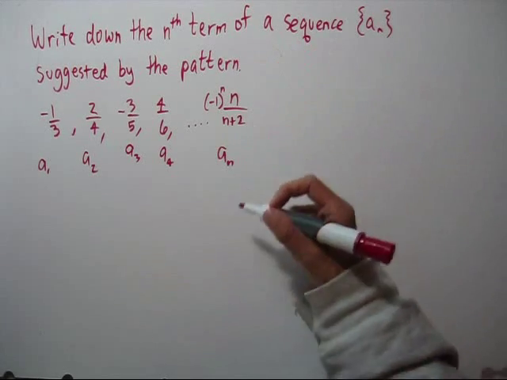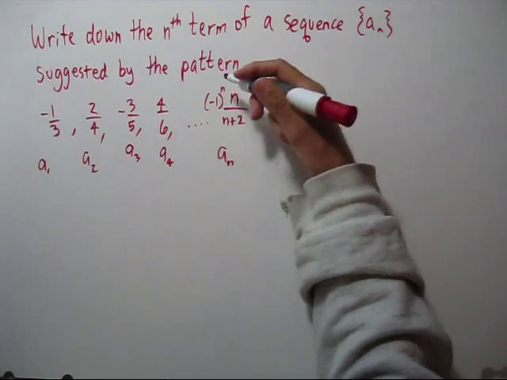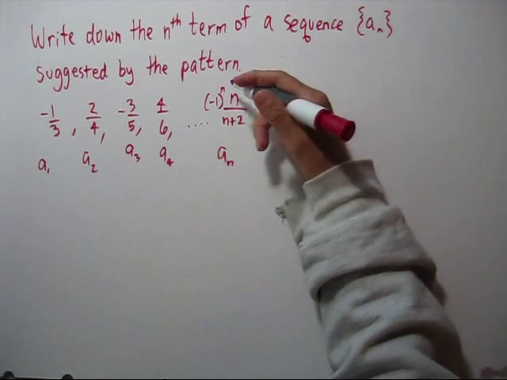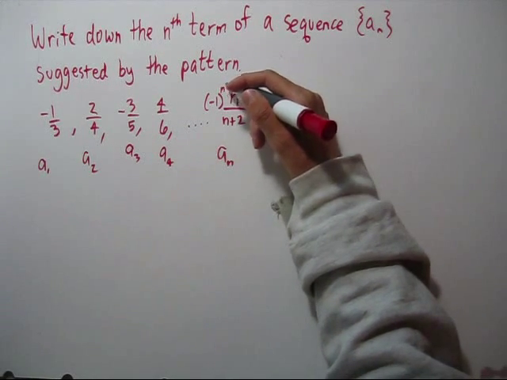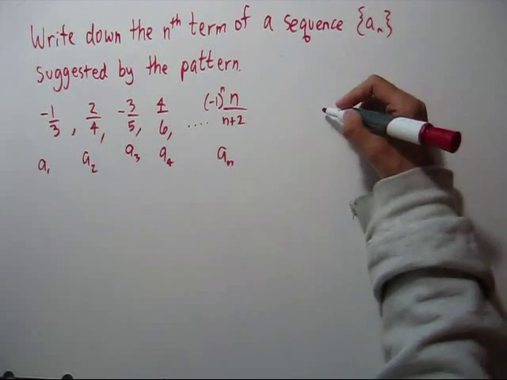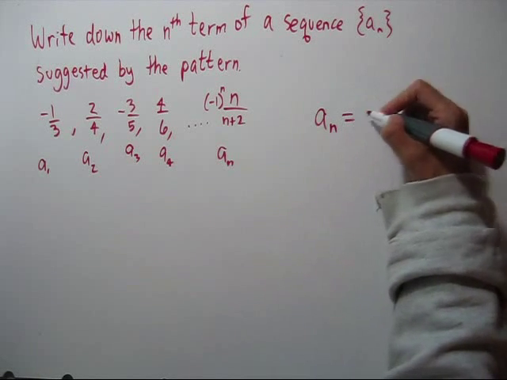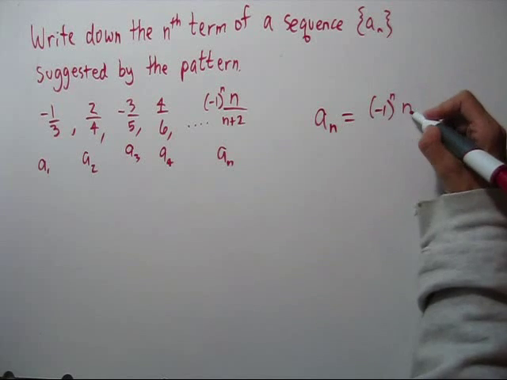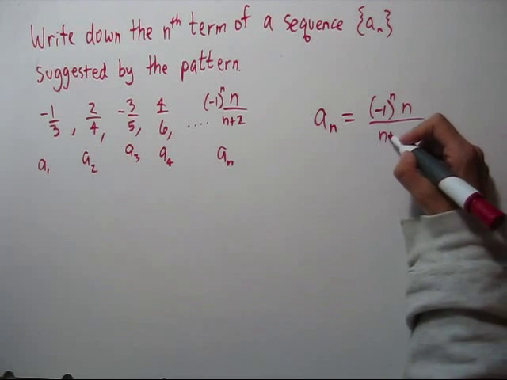So if we put in 1, we're going to have -1 to the first power, which is negative. That works. If we put in 2, -1 squared makes it positive. That works. So this will work. So for our answer, we'll put a sub n equals -1 to the n times n over n plus 2.